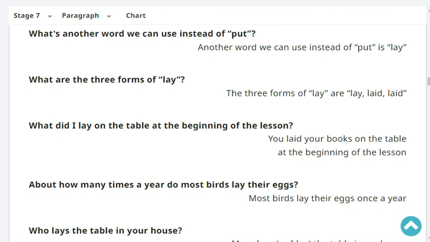Very good. What did I lay on the table at the beginning of the lesson? You laid your books on the table at the beginning of the lesson.